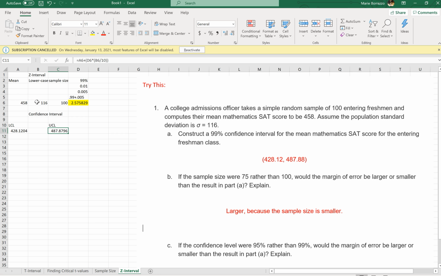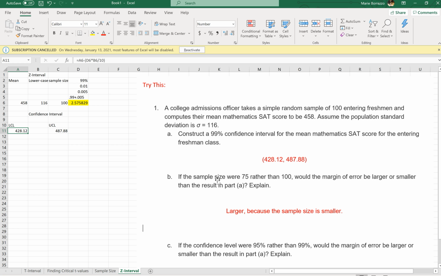See how we get 478.88? The only thing you are going to have to do to get the answer to 3 decimals is go up to the home tab and look for this little button here, and you'll see you get the same confidence interval as here. So in terms of interpretation, we would say in this case we are 99% confident that we would find the mean score to be between 428.12 and 487.88 among the freshman class entering. Okay, and so that's a simple interpretation.